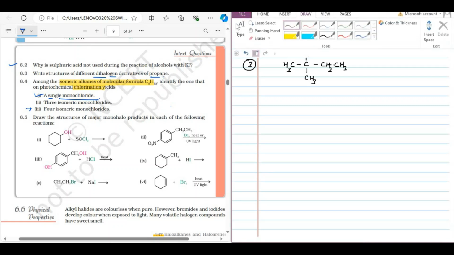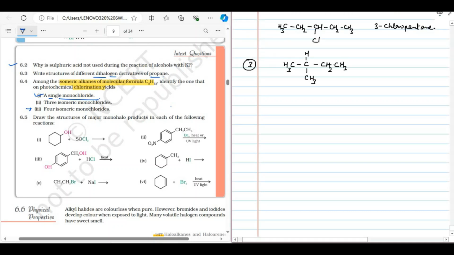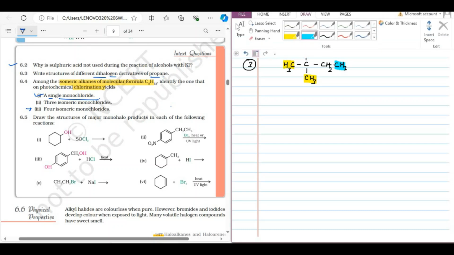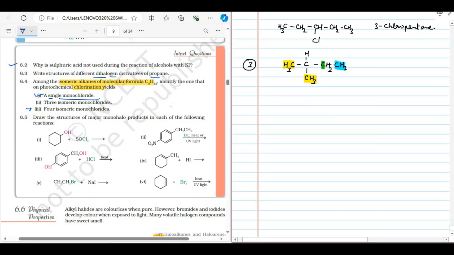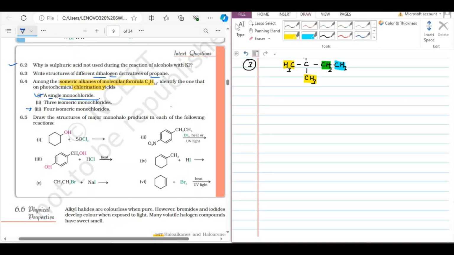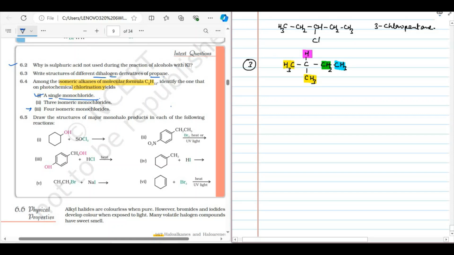Now let's find out how many types of hydrogen are there. So this CH3 and this CH3 are equivalent to each other. When you replace any of the hydrogens, you will get the same product. And if we replace this CH3, it will lead to the formation of another kind of product. And here if we replace this CH2, it is secondary hydrogen, so it will lead to the formation of a third product. And if we replace this hydrogen, it results in the formation of a fourth kind of isomer. So let's draw the structure of each isomer.